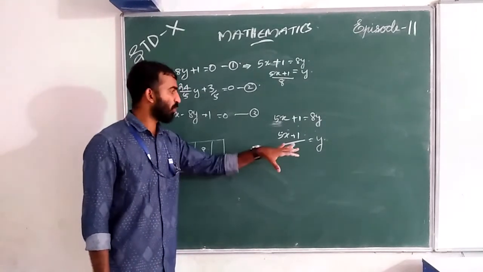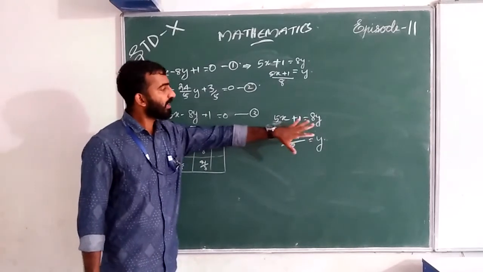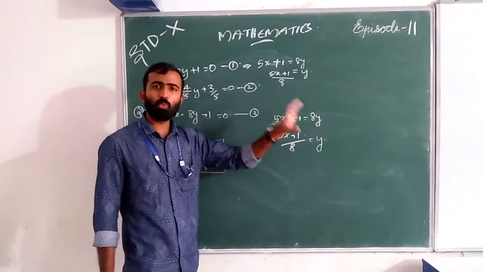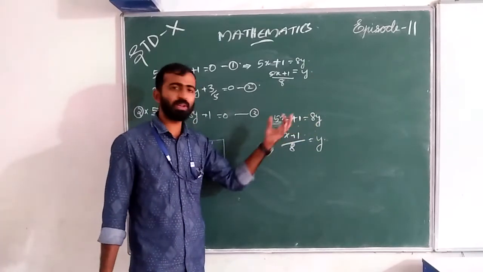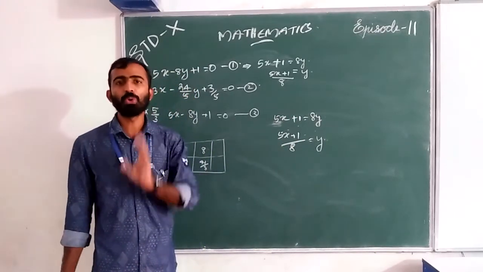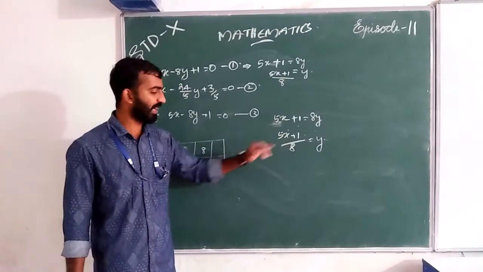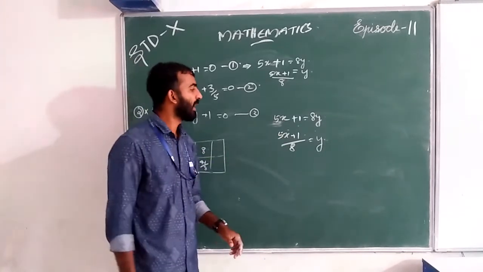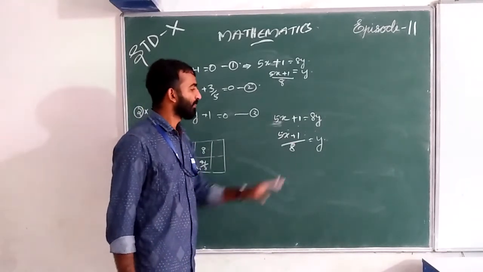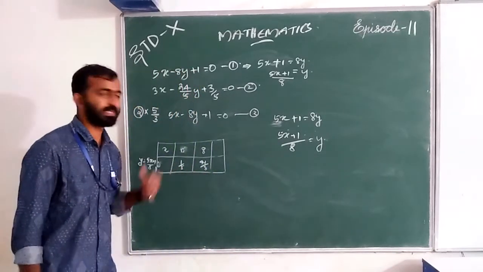5x plus 1, whole divided by 8, equal to y. Here 8 is multiplication, 8 into y. When the multiplication moves to the left side, it also converts to division. The operation is changing. So we can write 5x plus 1, all divided by 8, equal to y. That is the same as before.